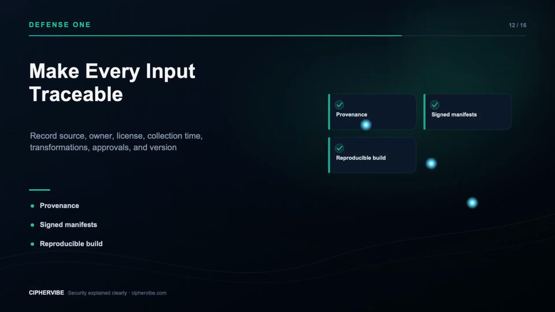Start with provenance. Record where every dataset, document, preference batch, model, and adapter came from, who approved it, how it changed, and which version entered a build. Signed manifests and cryptographic digests make silent replacement easier to detect. A release should be reproducible from named, immutable inputs.